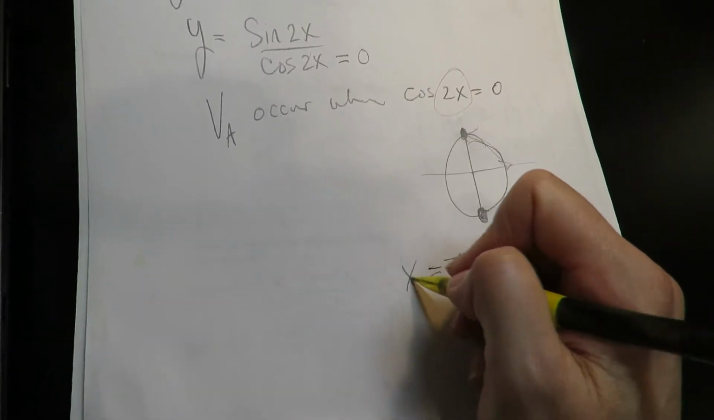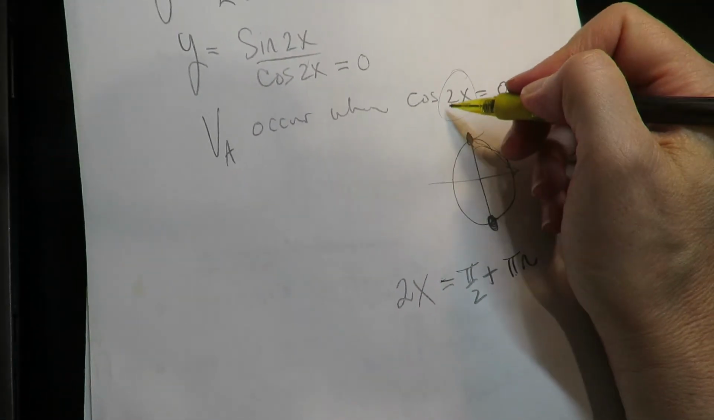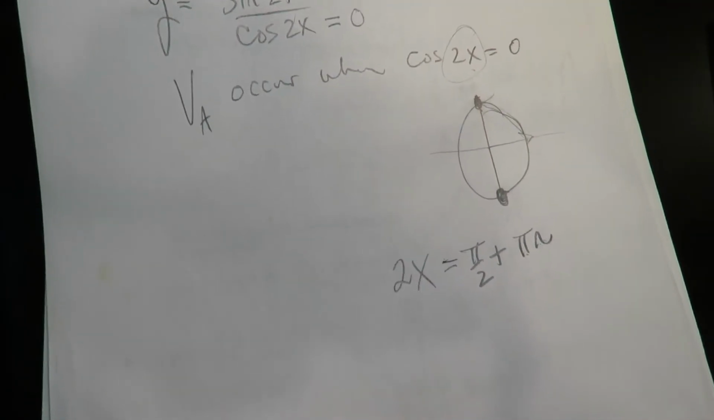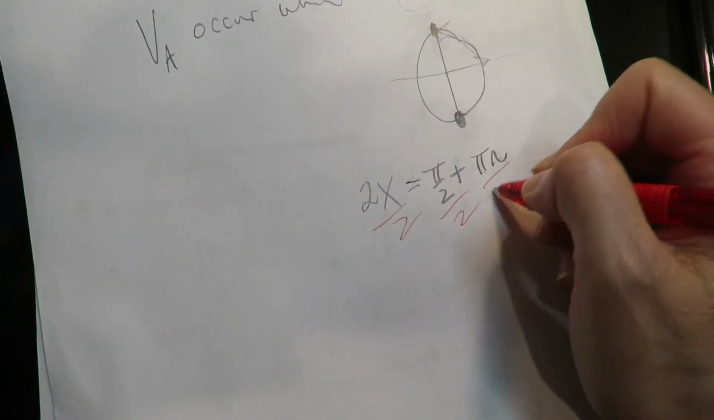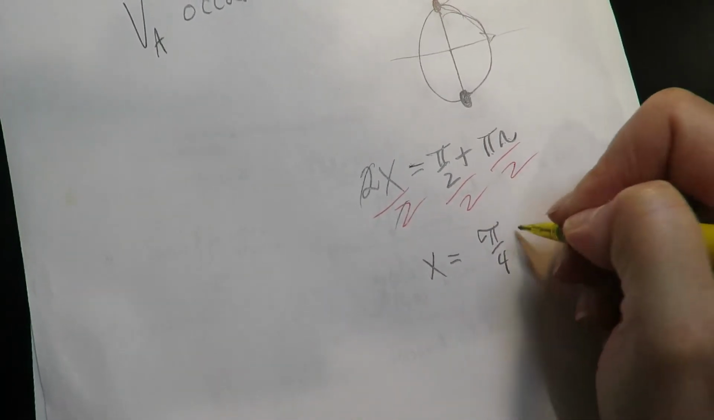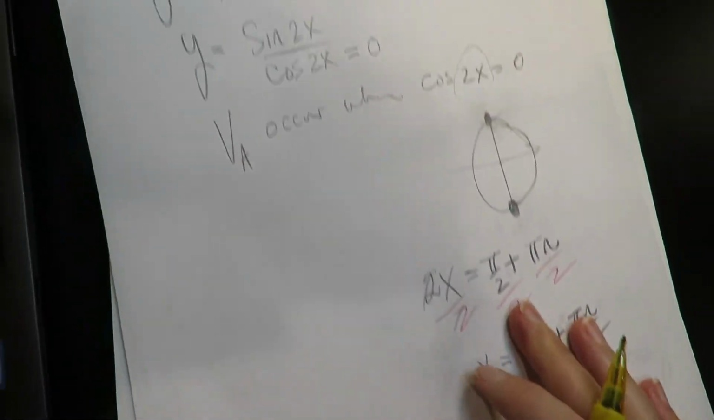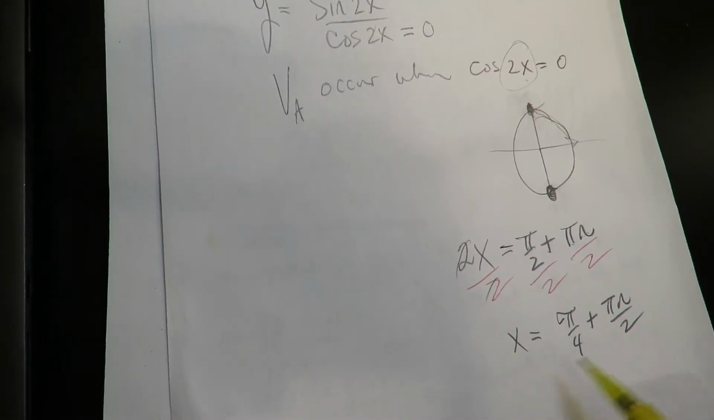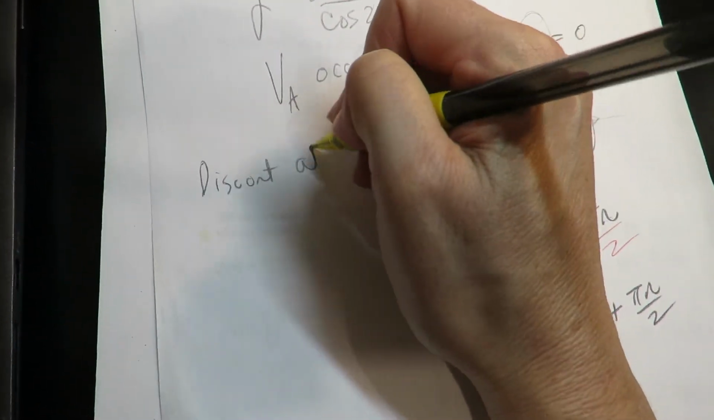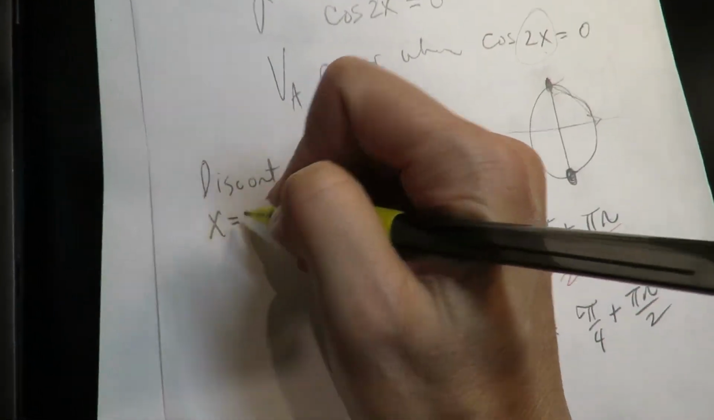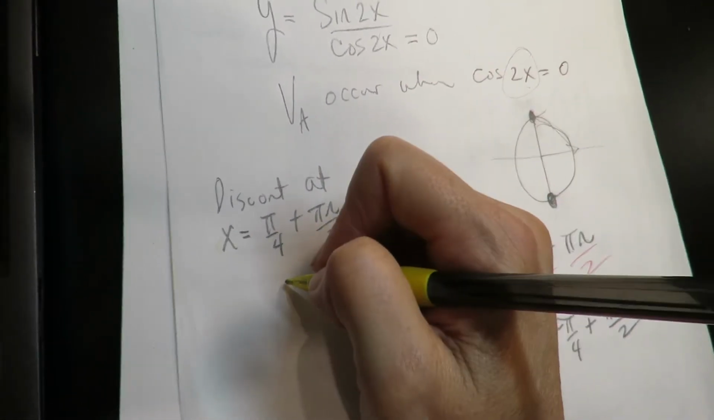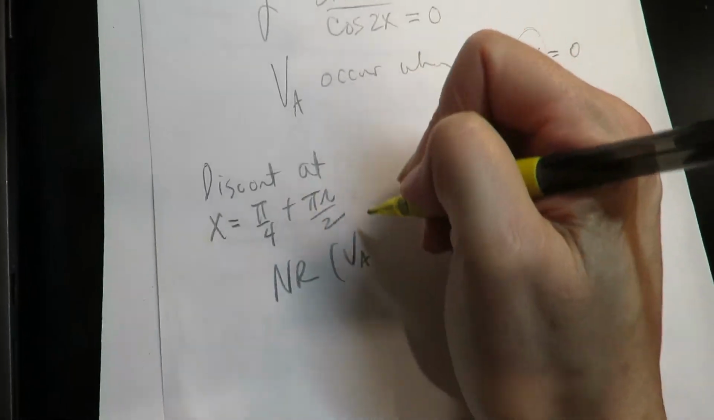All right, now the problem is that this is an x, this is 2x. So really at the very end is where you counterbalance whether the function has been sped up or slowed down. So this function has been sped up. So at the very end, I'm going to just balance that out. So it's going to be x equals pi over 4 plus pi n over 2. All right, so in terms of discontinuity, I found where the VAs are. So we have a discontinuity at x equals pi over 4 plus pi n over 2. And these are non-removable because they're vertical asymptotes.